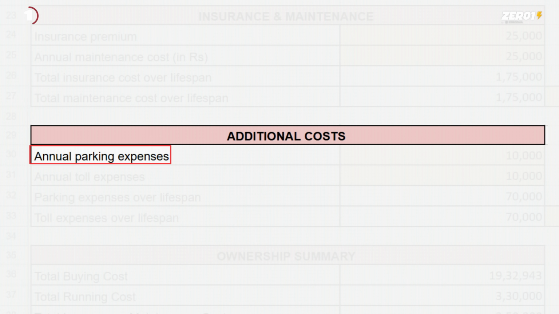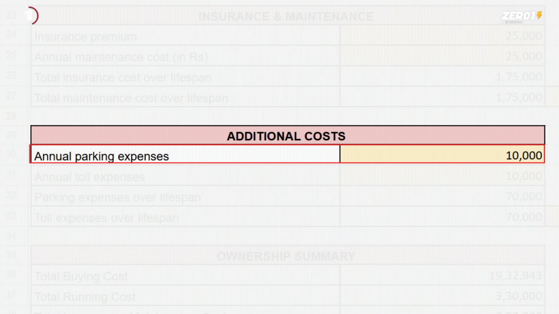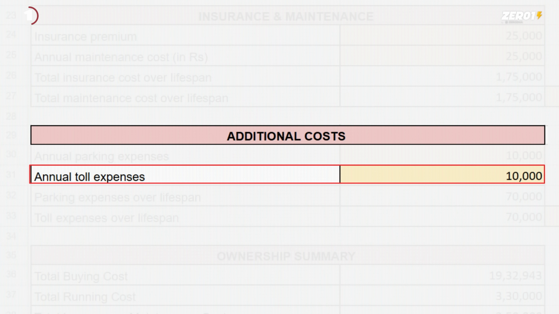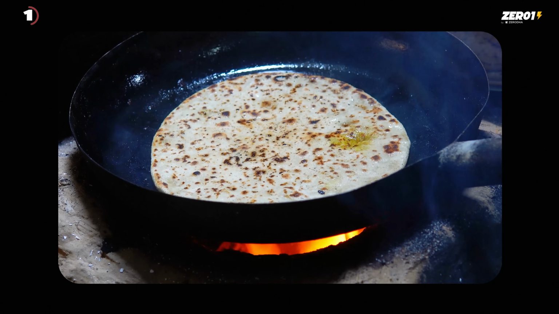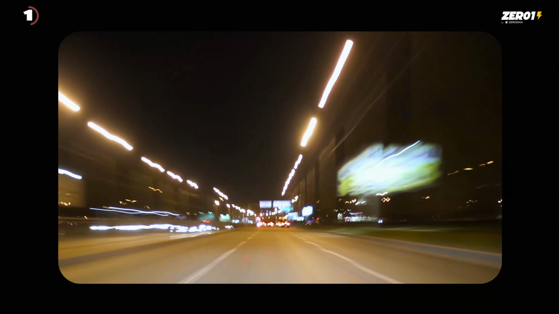You have annual parking expenses. Now I know this is different for everyone, but I have to assume something. So I've assumed 10,000 rupees. I've also assumed some tolls over here. If you go on a family trip, you'll go somewhere because on Saturday night you felt like having those Murthal ke parathas, and you left at night, you paid the toll, made unbelievably great memories. So you have to add those costs.